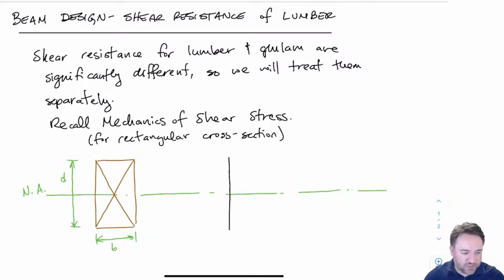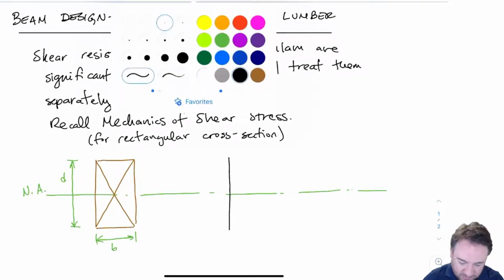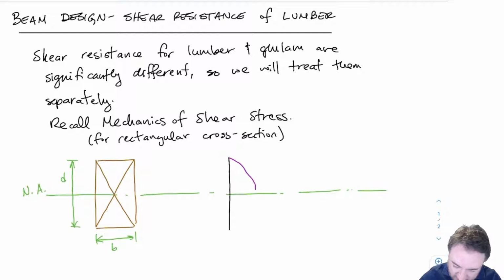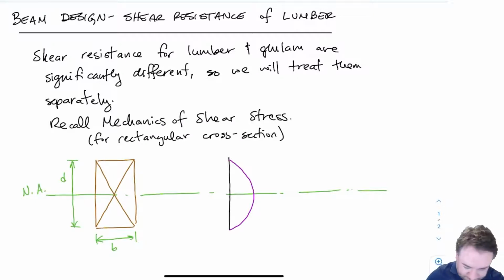So first, before we go into the standard design equations, let's just recall what exactly is happening when we are looking at shear stress in a beam, and we want to limit the shear stress in our beam to be less than the limiting shear stress. So if we have a rectangular beam like the one shown here, and I look at the shear stress in the beam, you'll recall that the shear stress distribution in a rectangular beam like this should be parabolic.